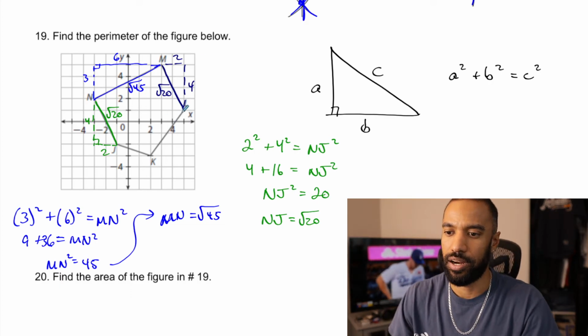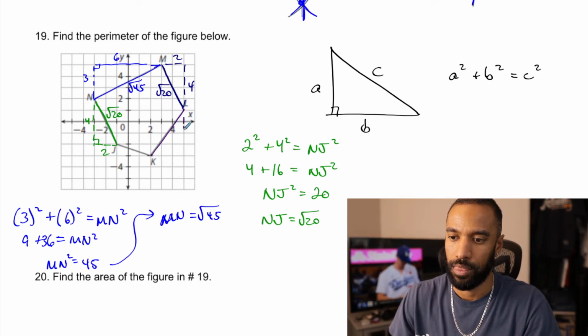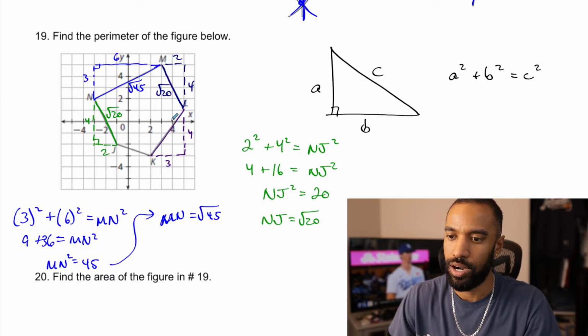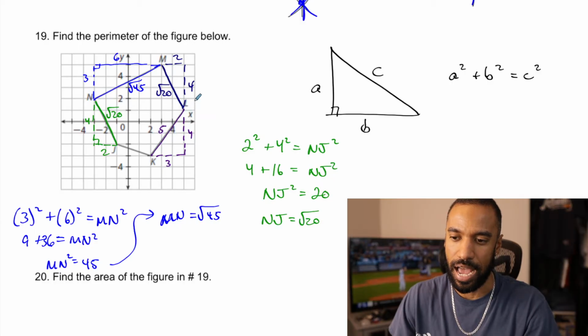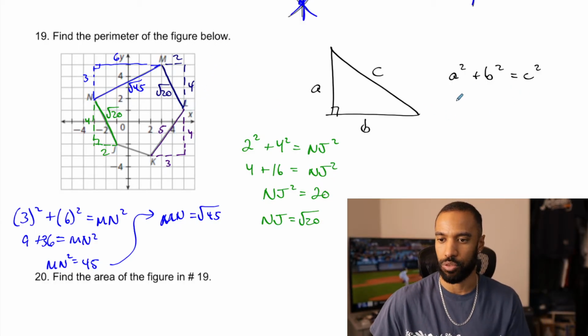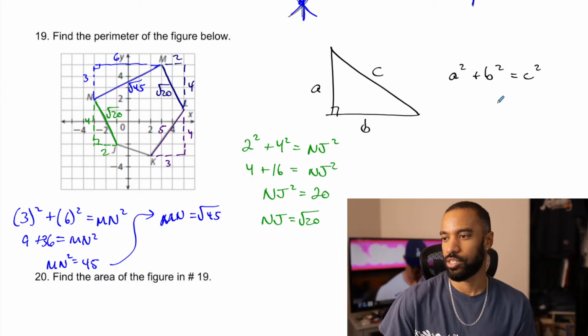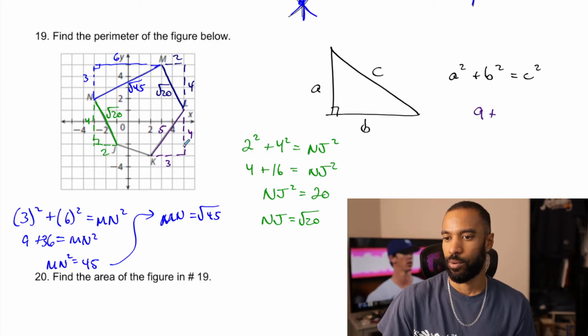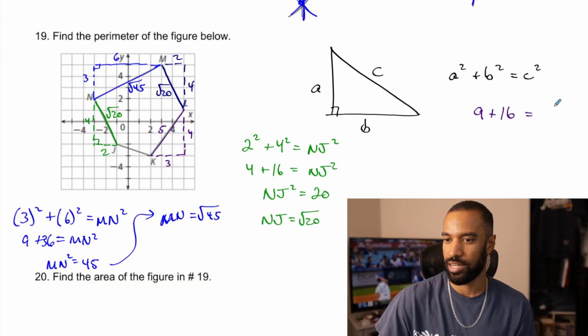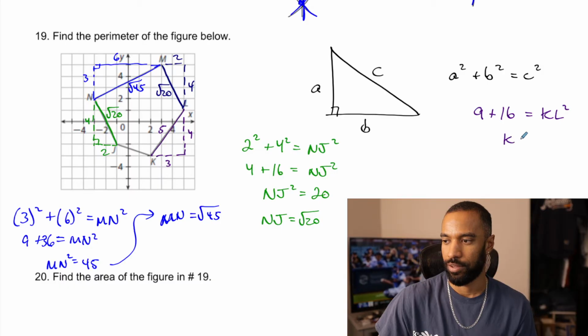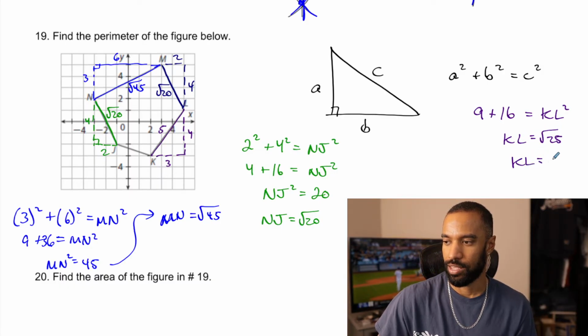Now this one right here, KL, this distance is 3 and this distance is 4. I can tell you right now this answer is 5. If you know Pythagorean triples, you might know it's a 3, 4, 5 triangle. But let's try it. 3 squared is 9. 4 squared is 16. That equals KL squared, which is 25. The square root of 25 is 5.